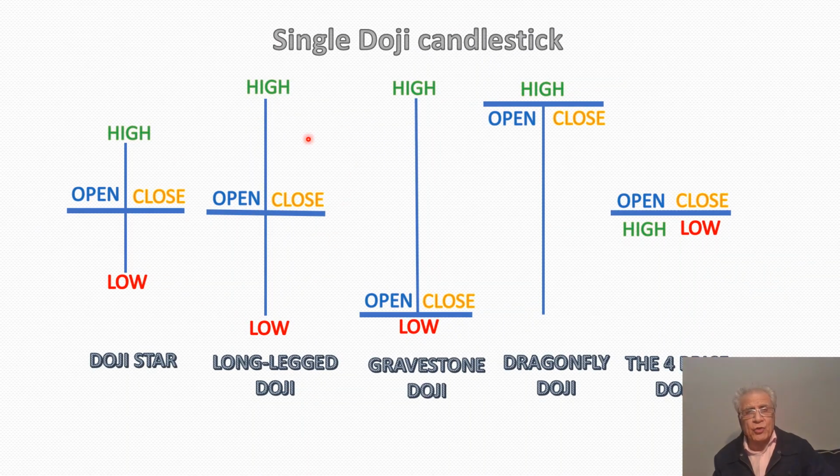This graph shows a single Doji candlestick. The first one is the Doji star. That is the lower shadow, upper shadow, and open and close at the same place. So this signifies indecision in the market. Buyers and sellers have the same power, and there is low volatility in the market.